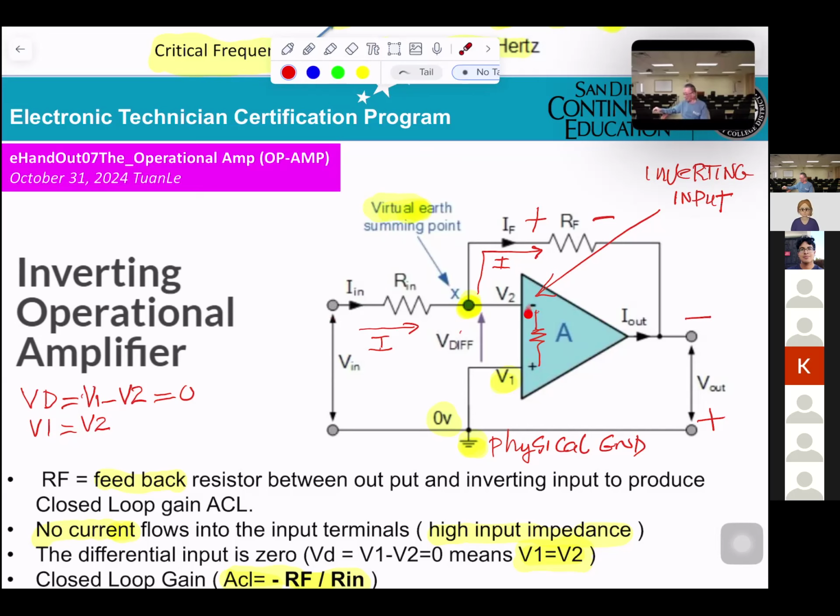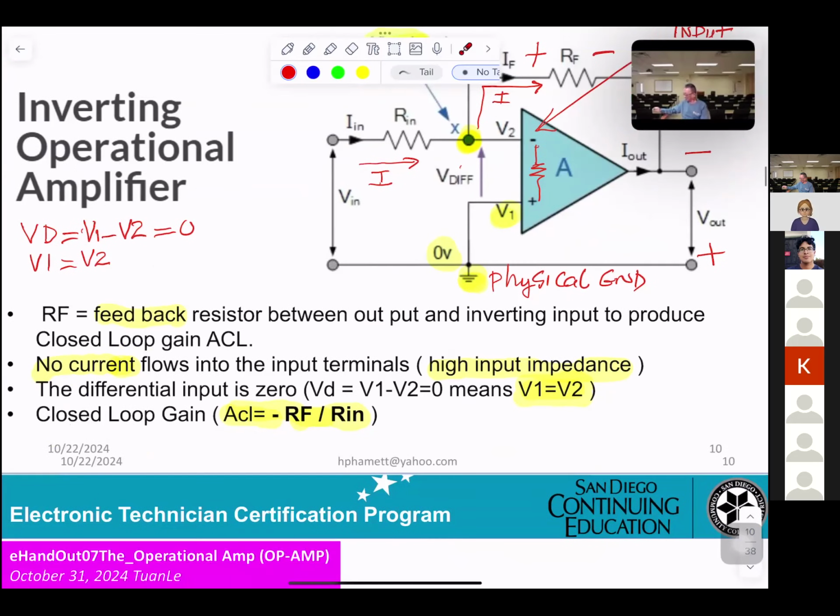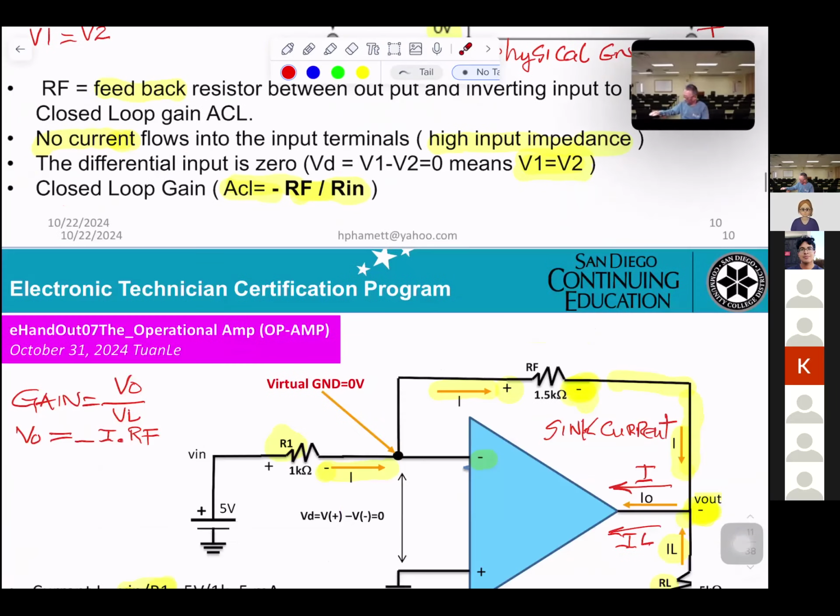The thing is the input is applied to the negative. Also, we already summarized the gain of this amplifier will be minus RF over R1. And the input and the output will be inverted. Input positive, output negative. Input negative, output positive. If you get a sine wave, input positive, output negative, they're just opposite, or 180 degrees out of phase.